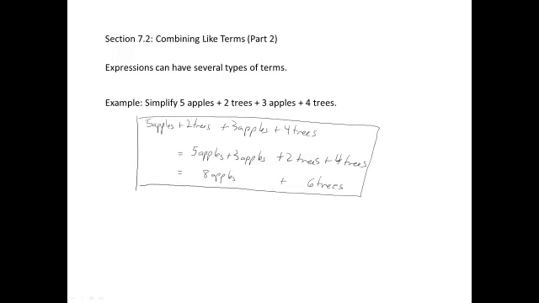Embedded within this calculation are the ideas of the commutative property of addition and the associative property of addition. When you put these together, it basically says that if you're adding a bunch of elements together, you can add them in any order that you want. This example also illustrates the basic idea of combining like terms when you have several terms, which is that the like terms combine and the unlike terms don't.